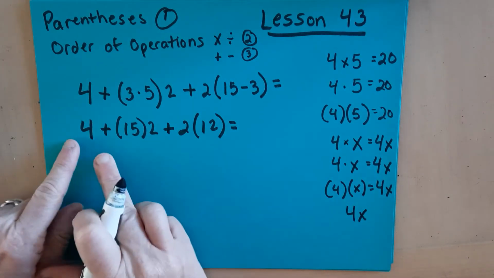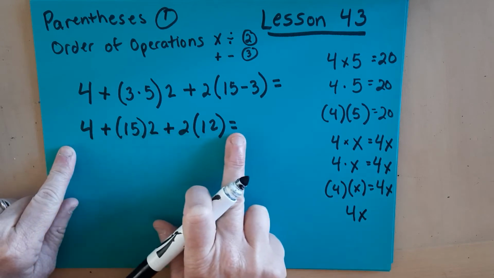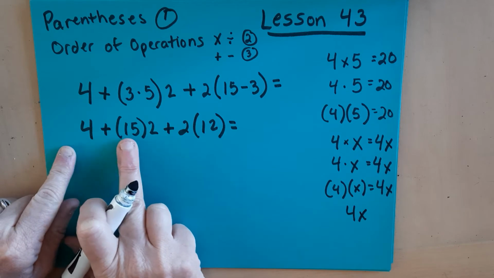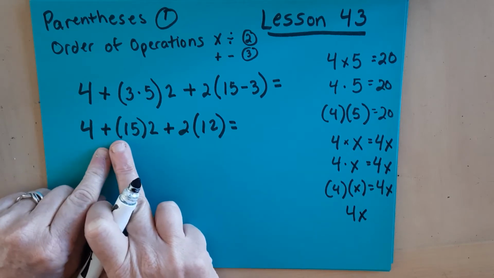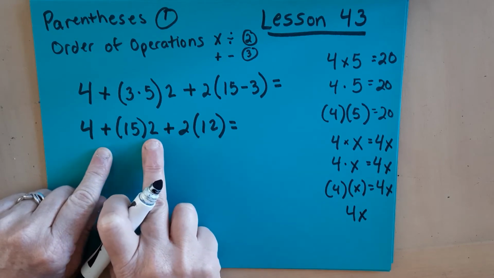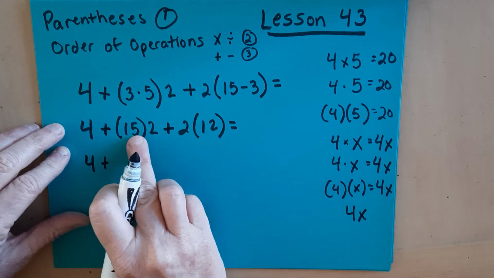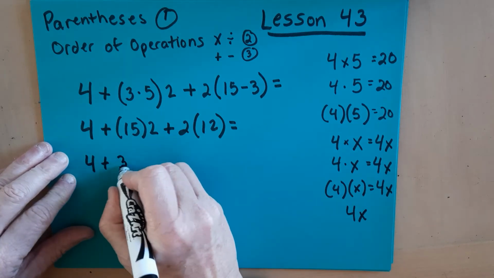So let's start right here. I'm going to go right here, and we're going to stop when we come to the first multiplication problem we see. We're going to skip the 4. We're not going to add 4 plus 15 because we're looking for any time anything is being multiplied. So we stop right here. 15 is being multiplied by 2. So we're going to leave the 4 alone, and we're going to do this multiplication first before we do any adding. 15 times 2 is 30.